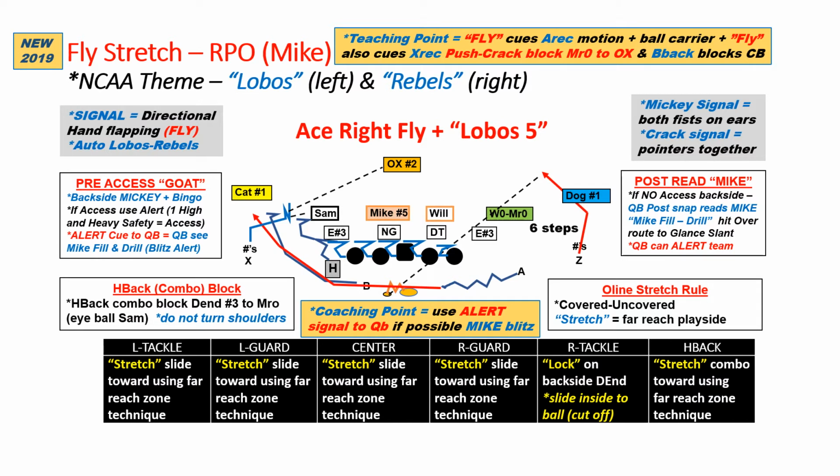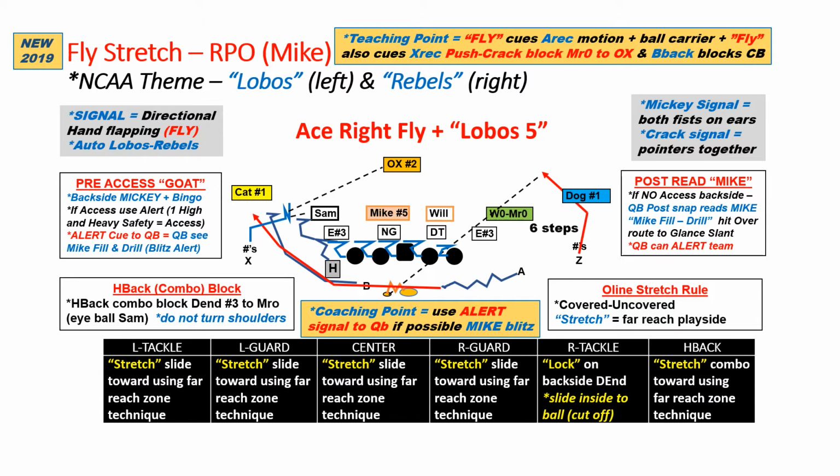If we want to start to get what's called jet sweep or fly sweep, we simply add the signal of the directional hand flapping. We don't need to make any verbal call. It's automatically Lobos and Rebels. So the verbal would just be Lobos, for example, here. And then the quarterback and the A receiver who's in motion knows he is going to be the ball carrier now.